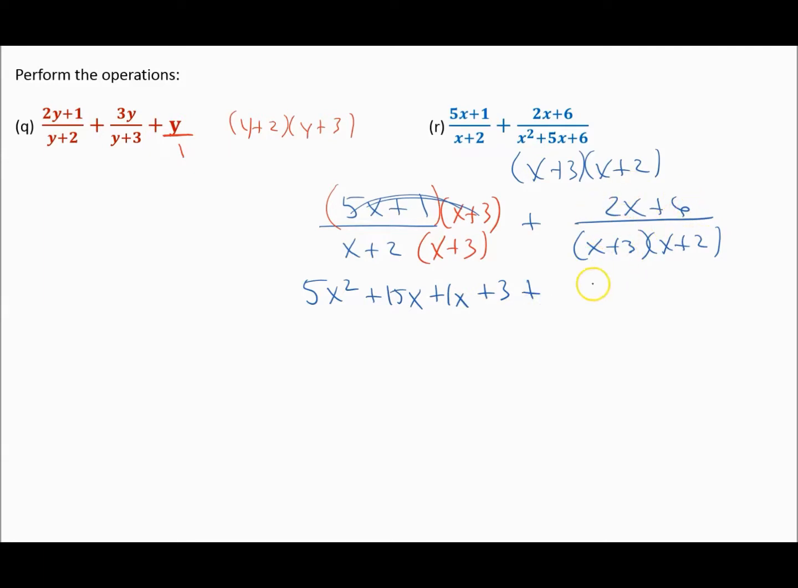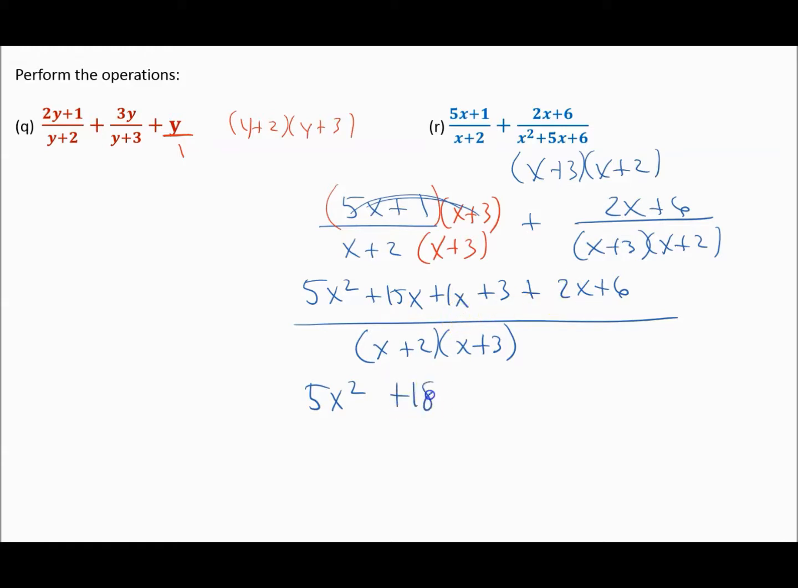Plus 2x plus 6. I'm just recopying because remember we didn't have to build a common denominator on the second one. Over our common denominator, which is x plus 2 times x plus 3. Next I want to add like terms. So I have 5x squared, 15x plus 1x, 16x plus 2x is 18x, and then 3 plus 6 is 9. And this is over x plus 2 times x plus 3.